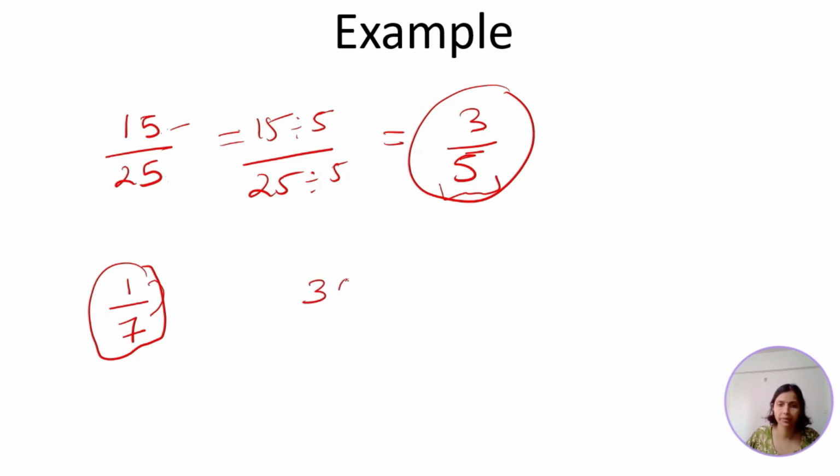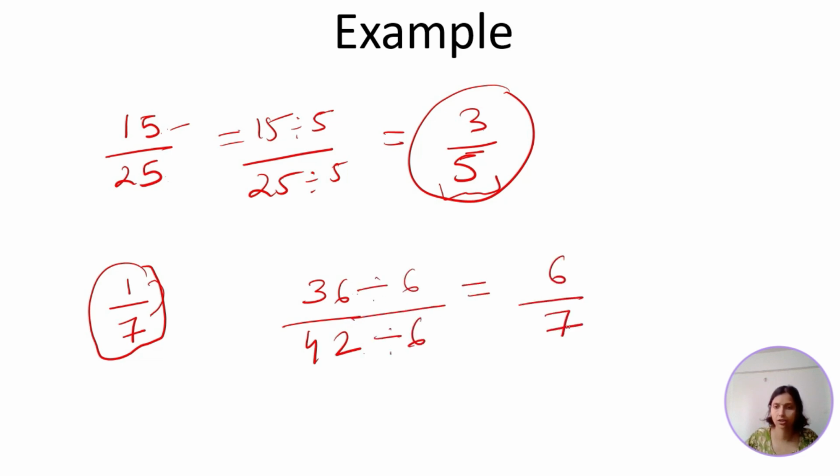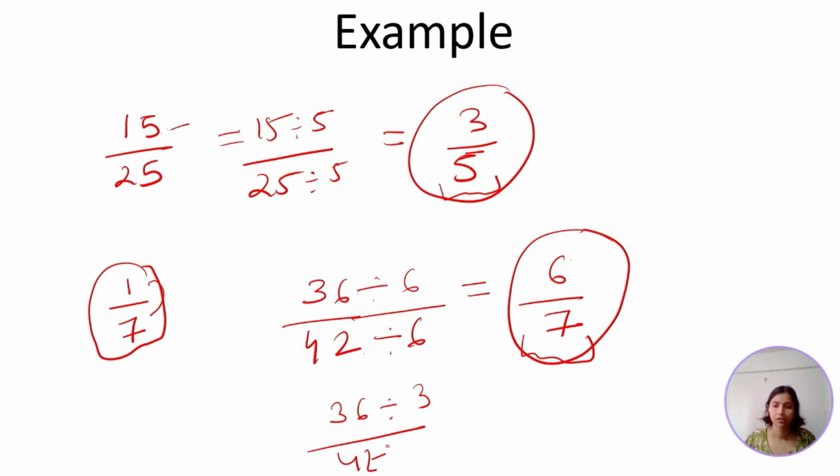Let's take another example. 36 by 42. We know the numerator and denominator, they have a common factor 6. So I will divide the numerator and denominator by their highest common factor and I will get 6 by 7. Now 6 by 7 is in the simplest form as 6 and 7 don't have any common factors other than 1. If I don't divide by the highest common factor and just divide by some other factor, I will not get the fraction in the simplest form.